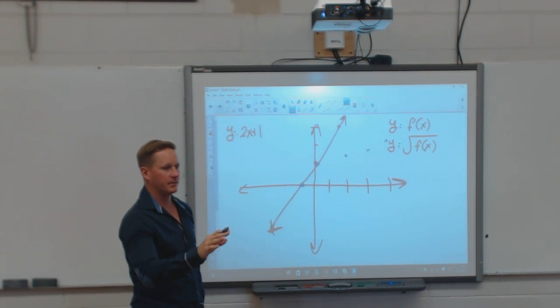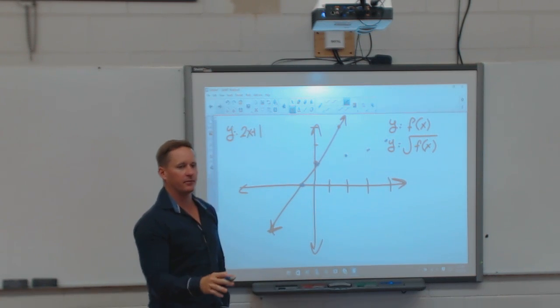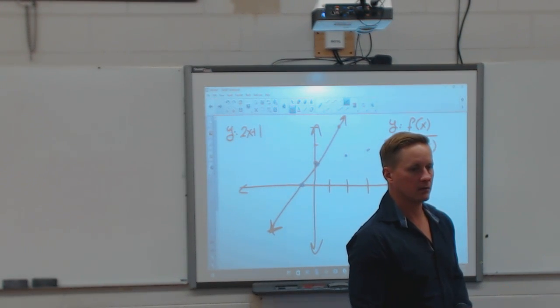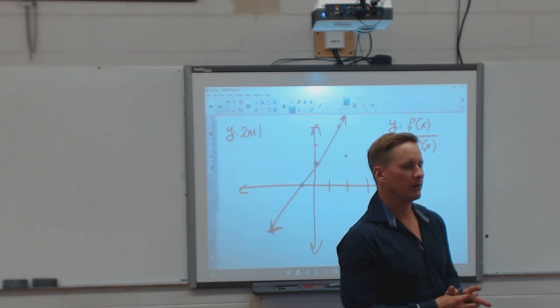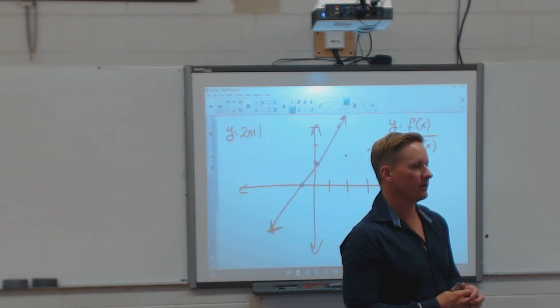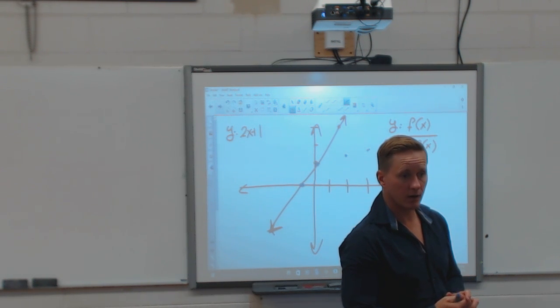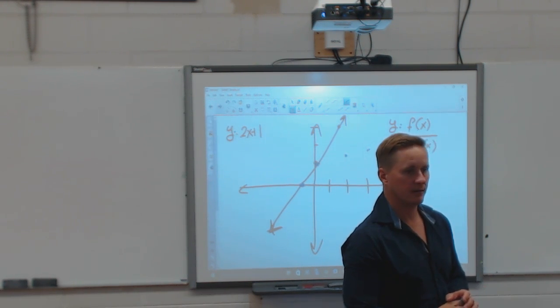Everybody's okay so far? There is a catch to this graph. Here's the catch. What is the square root of a quarter? It's the square root of 1/4. What is the square root of 1? 1. So what's the square root of 4? 2. So then what would be the square root of a quarter? It's 1/2.